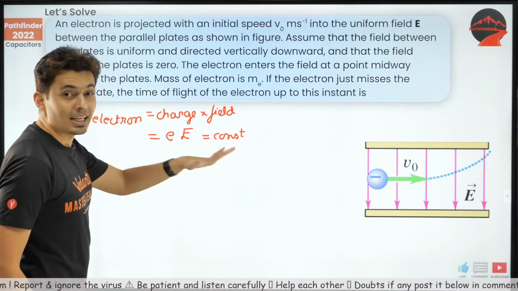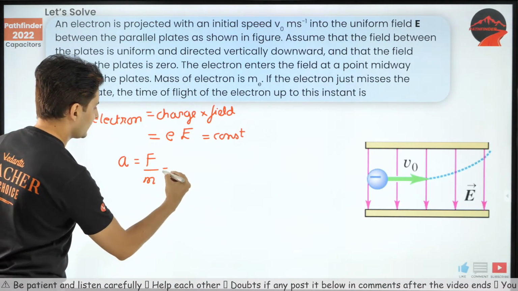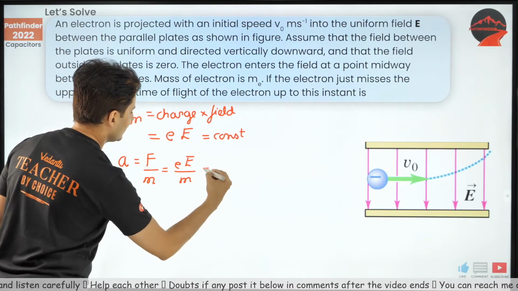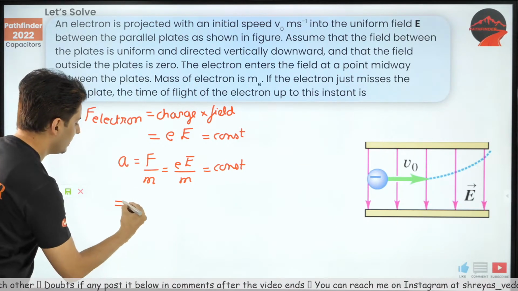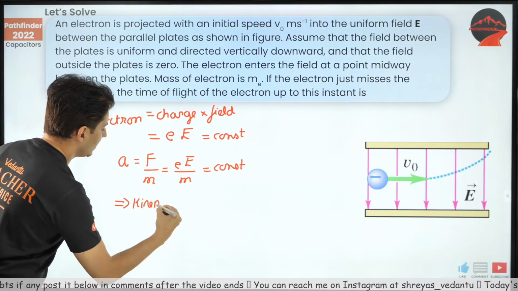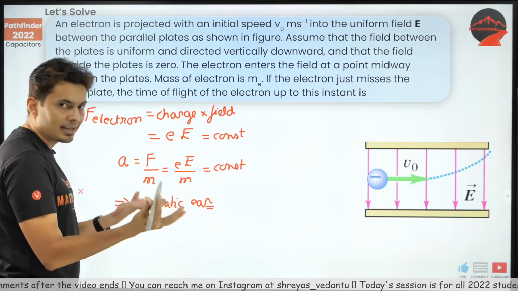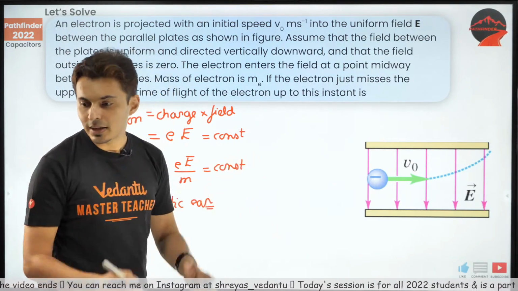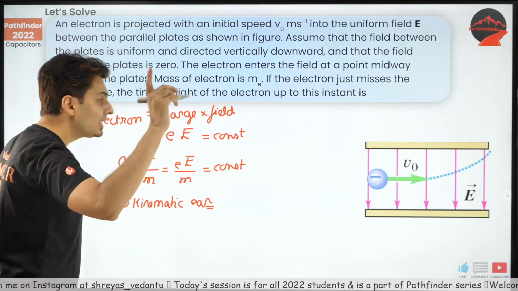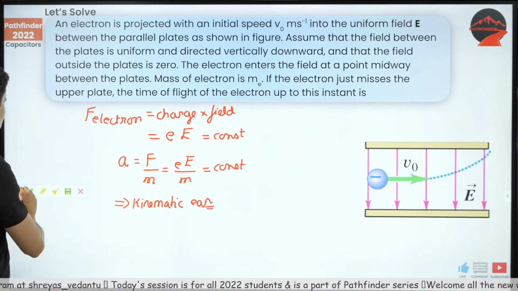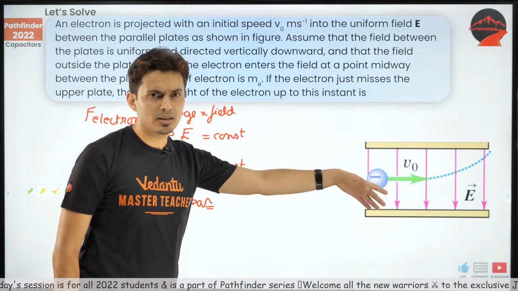Okay, so guys, if this is constant, won't acceleration, which is force by mass, which is eE by m, also be constant? And whenever acceleration is constant, remember, you can use kinematic equations. Yes, guys, you can use kinematic equations, and that too in x and y direction separately. Very good. Now think about it. Which direction will you prefer to apply kinematics? X direction or the y direction?